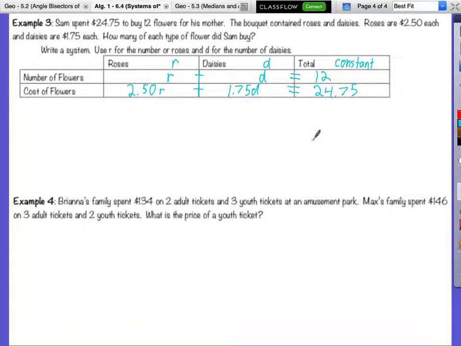So we have our two equations. And if we rewrote it right below here, in our more equation fashion, we might have this. R plus D equals 12 is our first equation. And our second equation would be 250R, or 2.5R, plus 1.75D is equal to 24.75.